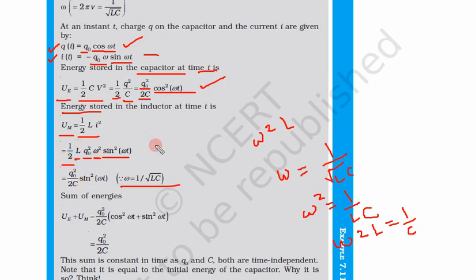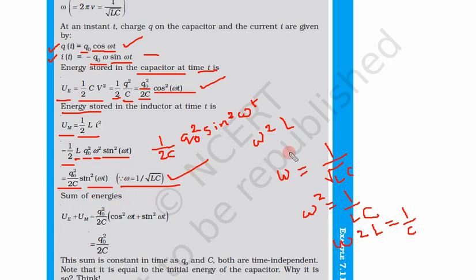So what do we get? One by 2, and omega square L is 1 by C, and this is now Q0 square and sin square omega t. So this is the equation: Q0 square upon 2C sin square omega t. How did we get it? We used the relation between frequency and LC.